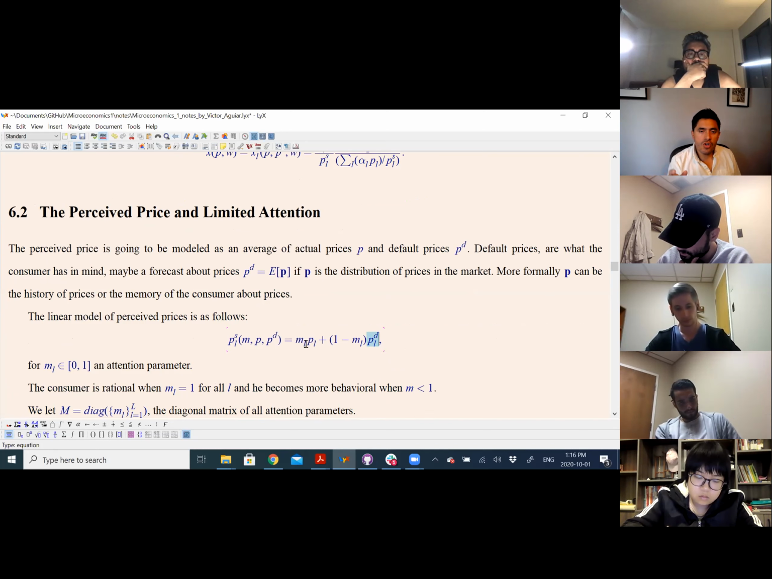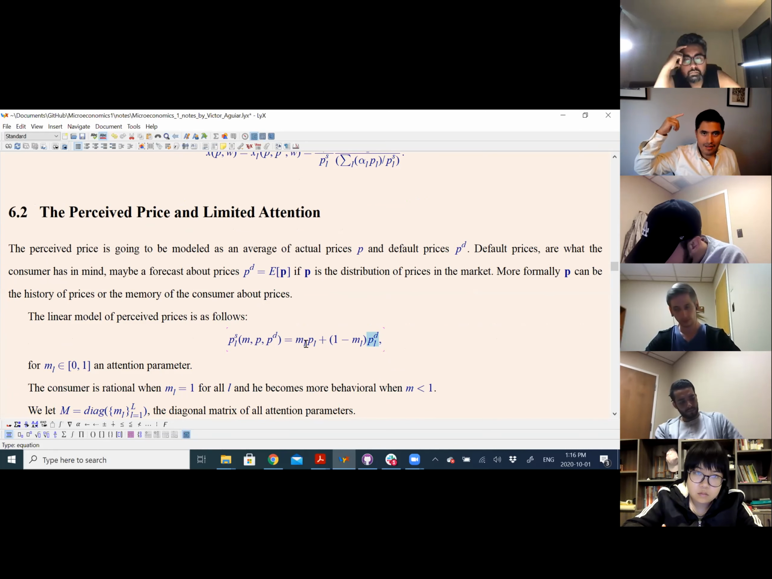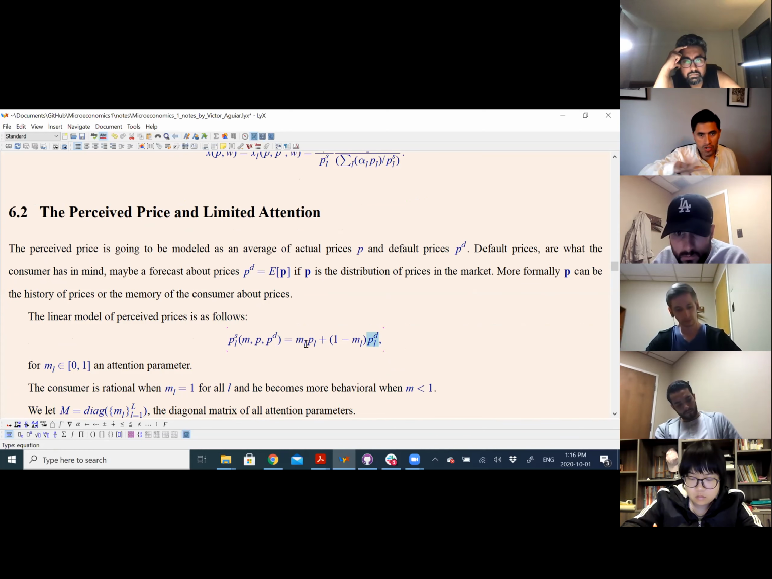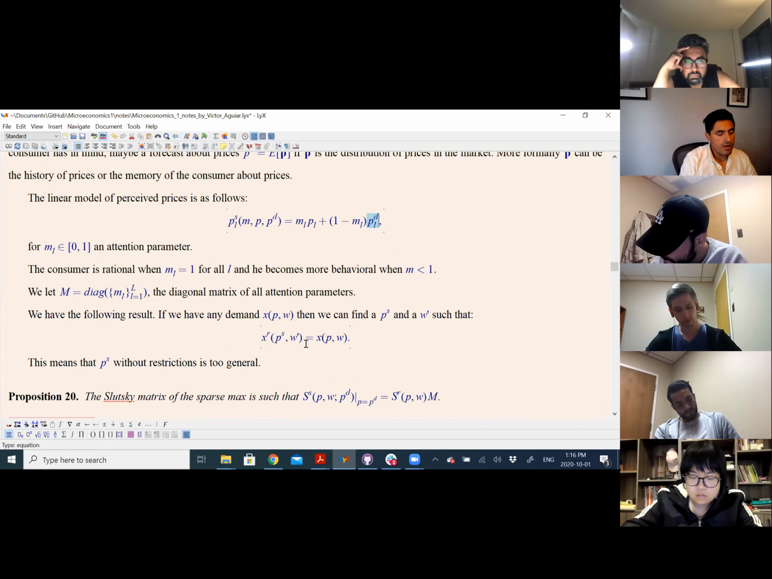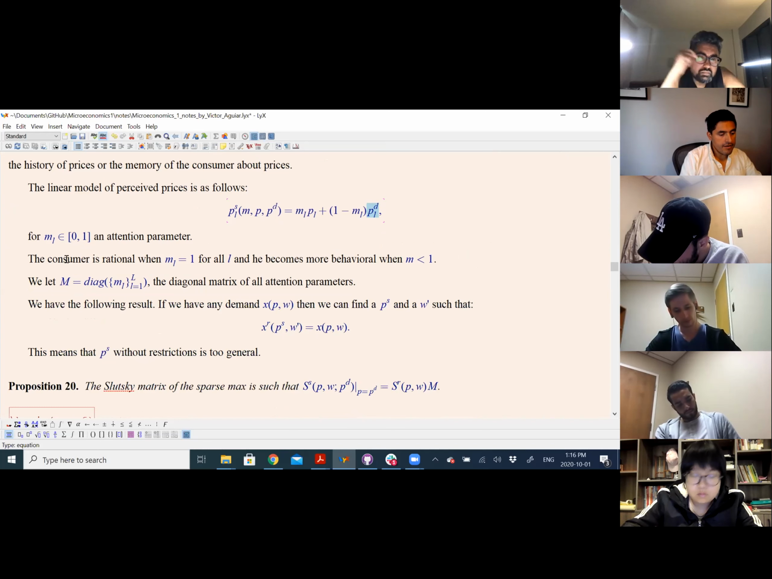So the agent is not actively updating the attention they pay. They already decided and they're going to go with it. Then we're going to think of situations where M changes, but right now we're not going to endogenize M. So right now M is exogenous. Got it.